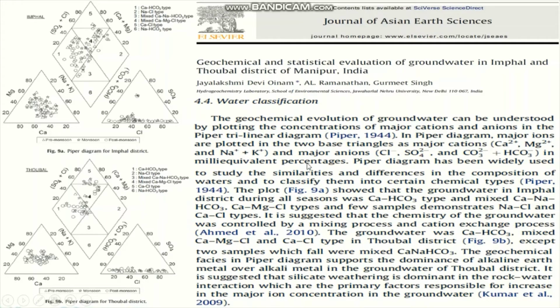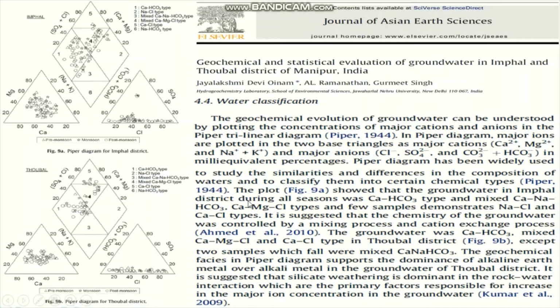Now, they have described the Piper diagram major ions, and they have given basic detail on what the Piper diagram denotes. Here major ions are plotted to the triangle as major cations, and they have given the details of the Piper diagram in these first two to three lines.